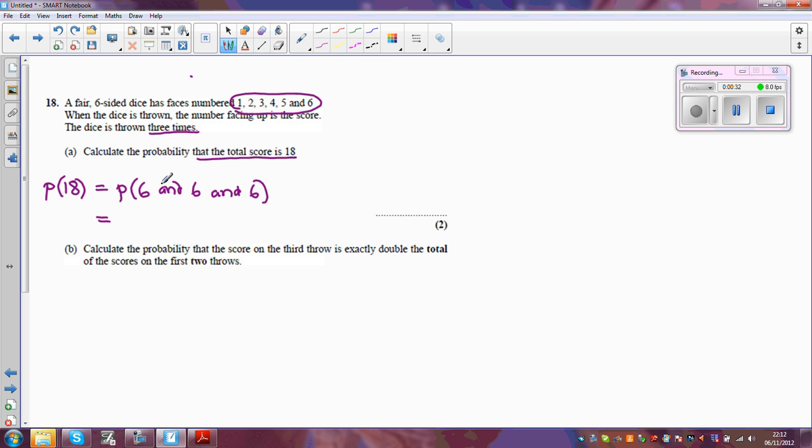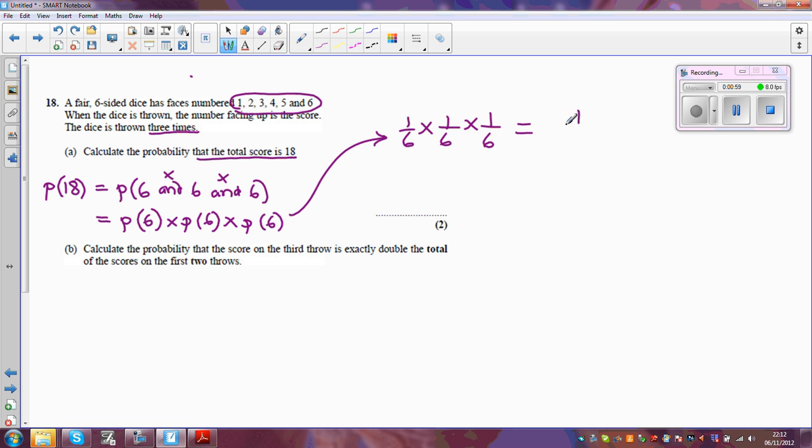Now, the probability of that happening, and remember, for probability, we multiply when we see the word and. All we're going to do is multiply together the probability of getting a 6 by the probability of getting a 6 by the probability of getting a 6. Each of those throws, remember, is independent of any other throw. So the probability of getting a 6 is 1/6. Probability of getting 6 again is 1/6. Probability of getting 6 again is also 1/6. And if I multiply those all together, well, just 1 times 1 times 1 is 1. 6 times 6 times 6 is actually 216. So the probability of getting a total score of 18 is 1/216.